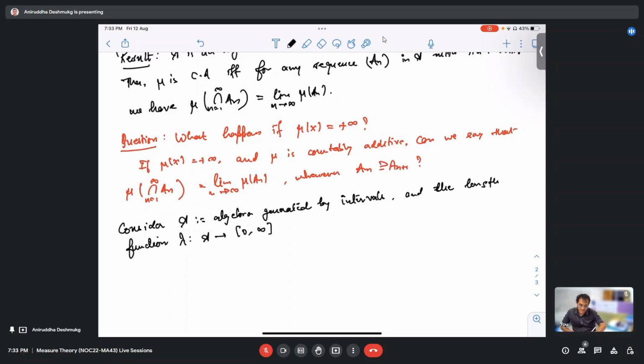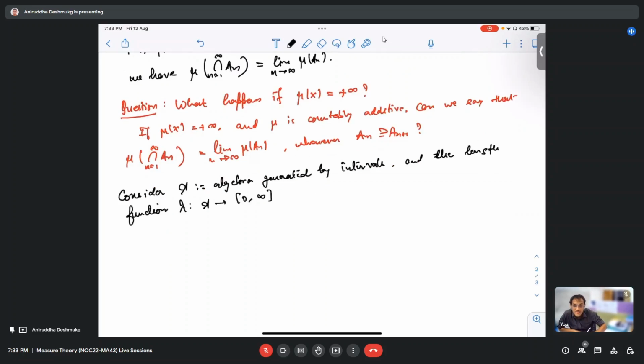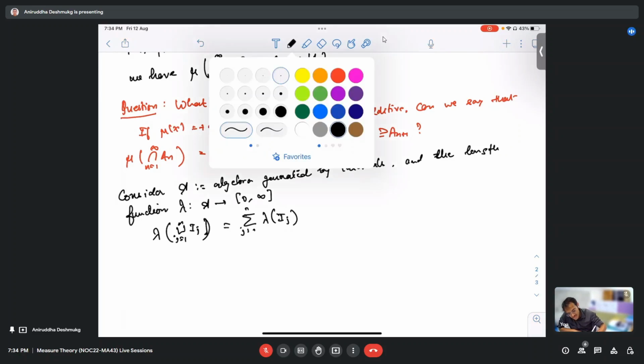So what do I mean by this? The algebra can have unions of these intervals, right? So lambda of a disjoint union of intervals I_j, j from 1 to n, is just the summation of lambda of I_j. So by definition it is finitely additive.